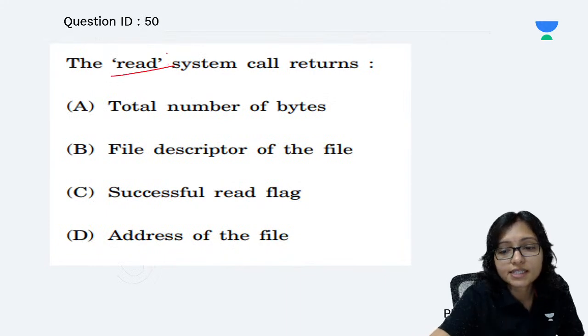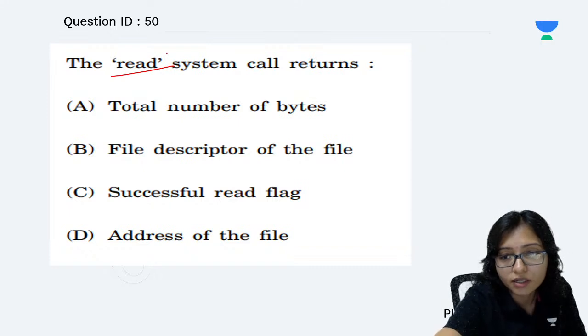Now the read system call returns. The read system call returns what?